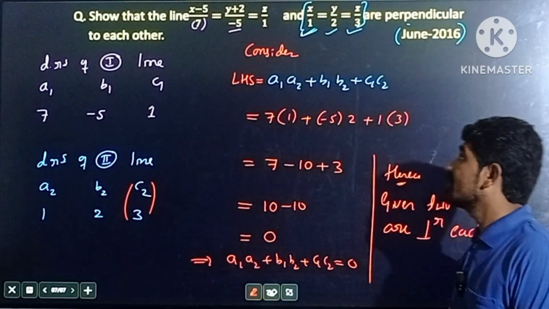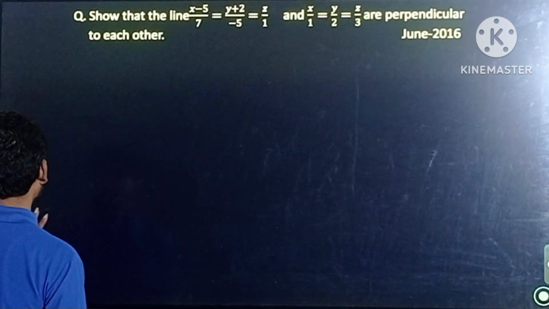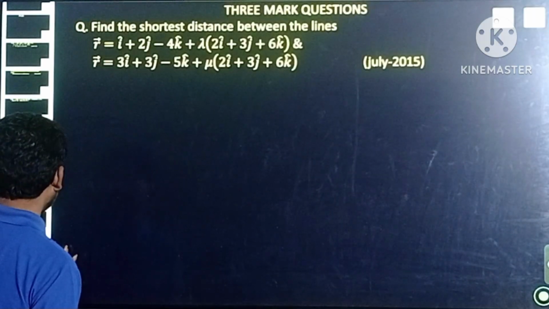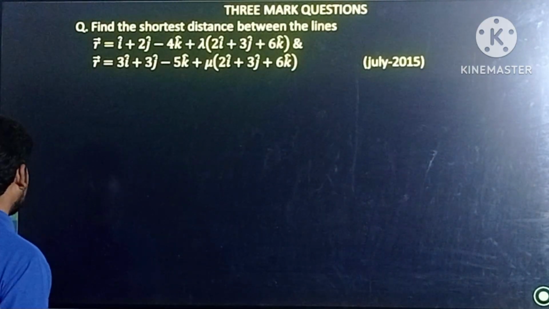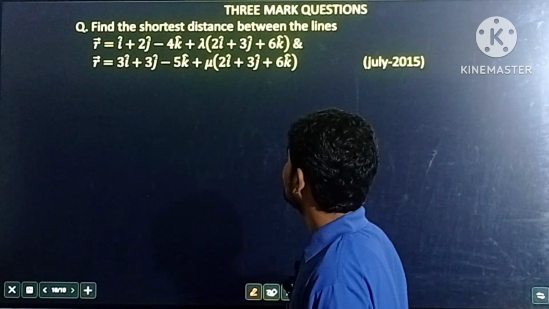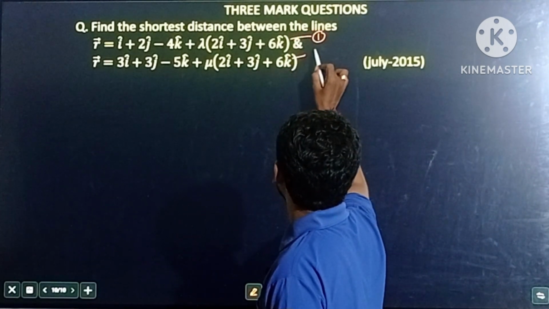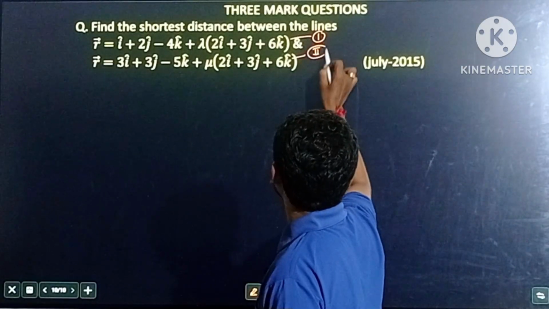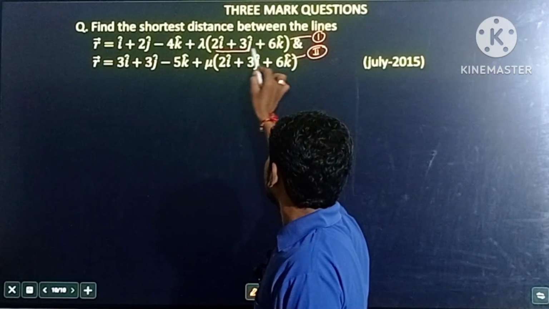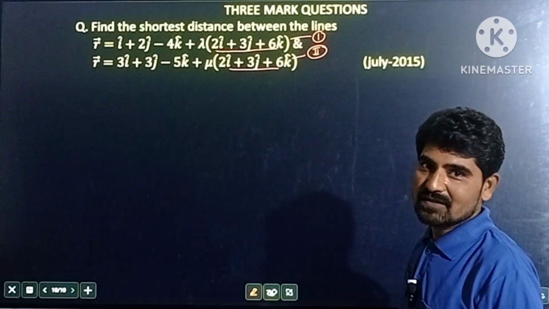I hope all of you understood this question. So let's start the next question. And the next question is, find the shortest distance between the lines. In this question, we need to identify the shortest distance between these two given lines. Let's say this is the first line and this one is the second line. See here, in both the lines, the direction vector is the same. It means the given two lines are parallel lines.